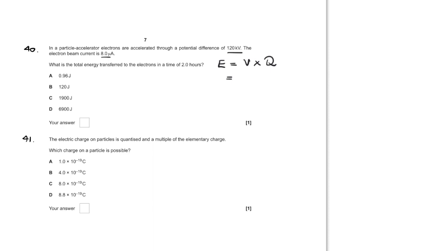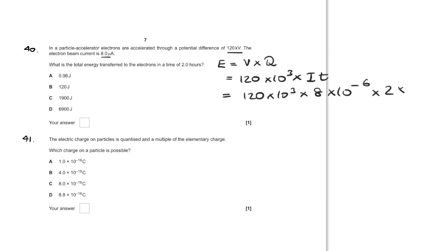So that is voltage of 120 times 1000. The charge is basically current times time, and therefore 120 times 1000 times 8 times 10 to the power of minus 6, and you multiply that by 2 times 3600, and there you have your answer. That gives me 6,912 joules, and therefore D is my answer to 2 significant figures.